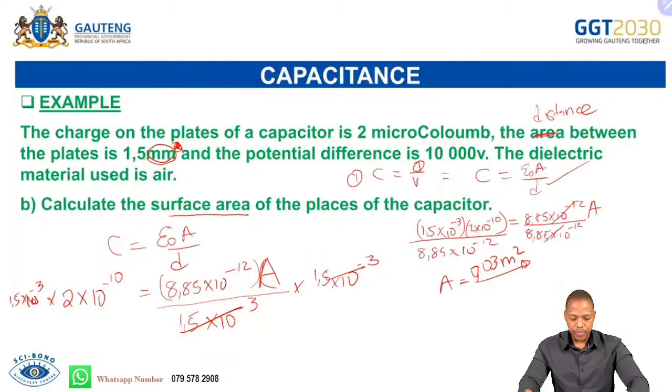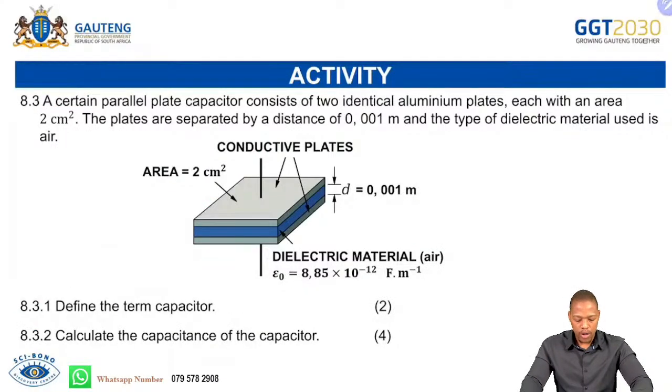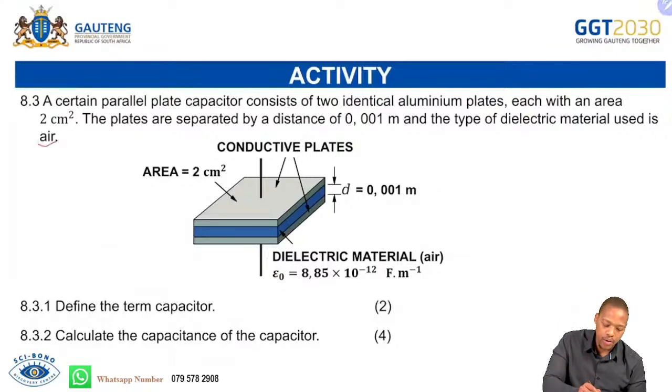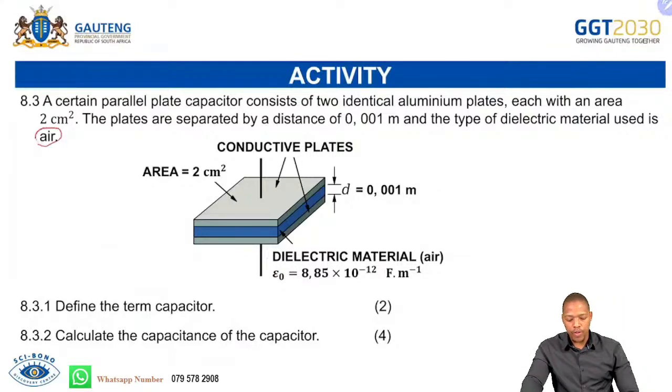Okay, right. So grade 12, let's give you 3 minutes and see if you can answer these 2 questions. Activity, it says a certain parallel plate capacitor consists of 2 identical aluminum plates, each with an area of 2 square centimeters. The parallel plates are separated by a distance of 0.01 meter, and the type of dielectric material used is air again. Take note of that. Your 3 minutes starts now.